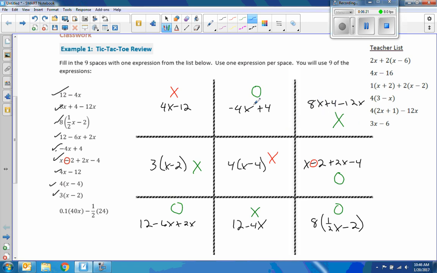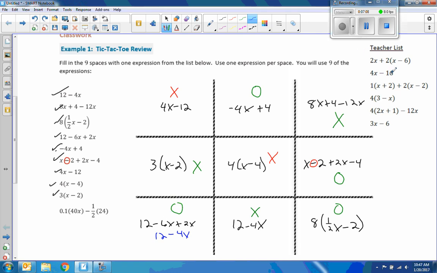Alright, so let's look at the O's. Negative 4x plus 4. Anywhere in here I can get that? No. I don't see anywhere that we would use a negative 4x plus 4. So if they didn't choose this, this would be 4x, and then this would be minus 12. So at this point, it doesn't look like 12 minus 6x plus 2 can be written as 12 minus 4x. It's 12 minus 6x plus 2x. Negative 6x plus 2x is 4x.